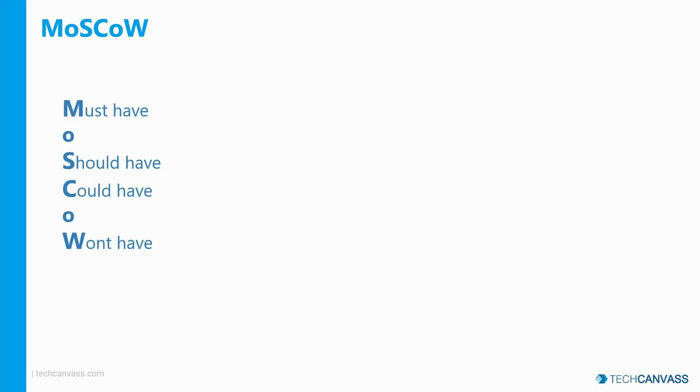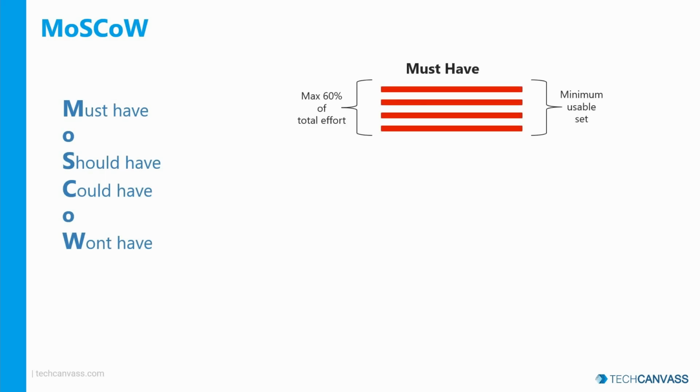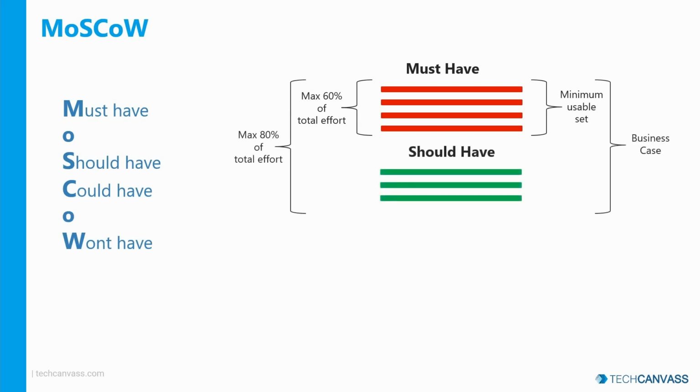Now, what is must have? Must haves are the requirements without which a project will fail. They must be delivered within the time frame in order for anyone involved in the project to move on. In essence, they make up the minimum viable product, also known as MVP. It is also sometimes referred to as minimum usable set. You can see from the diagram that a maximum of 60% of the total effort is dedicated to fulfilling the must-have requirements.